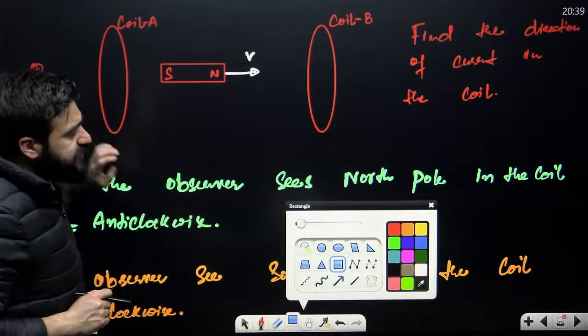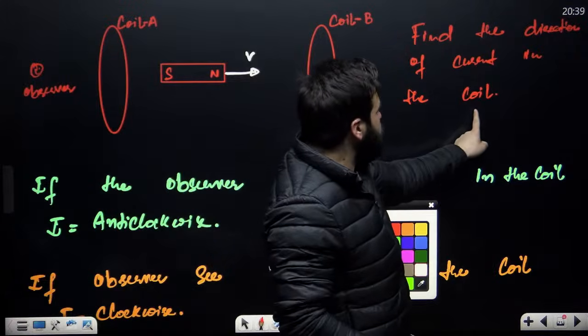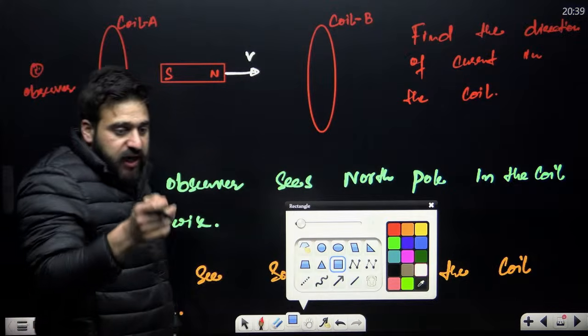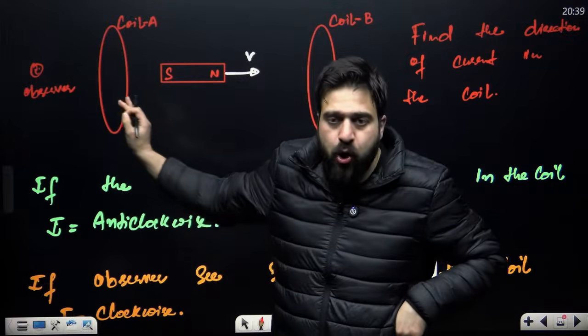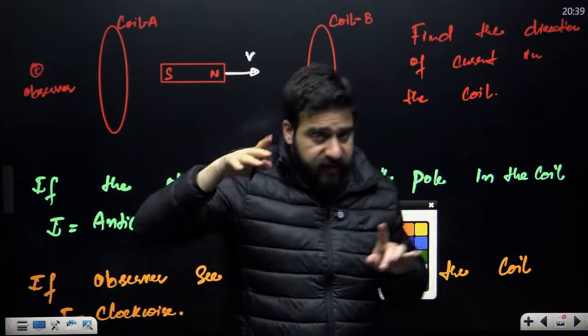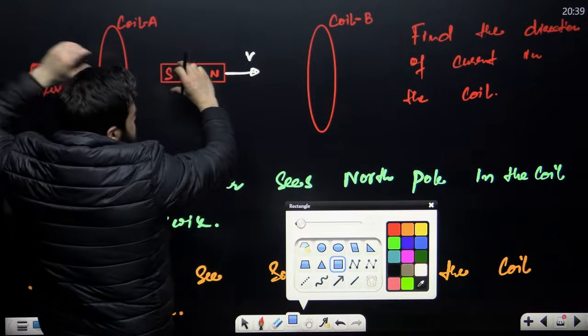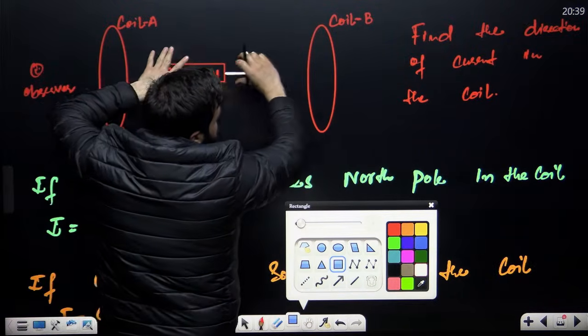If I say find the direction of the current in both the coils, coil A and coil B, with respect to the observer, if you ever face a question of this sort, let me tell you what you are supposed to do. Listen carefully. This magnet is basically moving towards the coil.